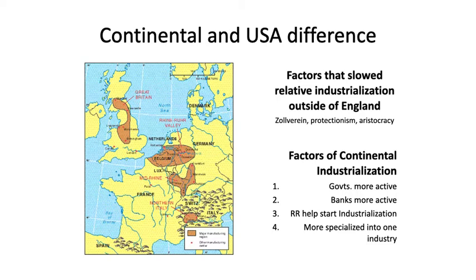Yeah, you'll also see protectionist groups like the Zollverein, and others that try and keep out industrialism. So that's pretty typical. But where it does get going, a few ways in that it's different, is you'll find that governments are more active in the process of promoting industrialization than they were in Britain. And this is even true in the United States.